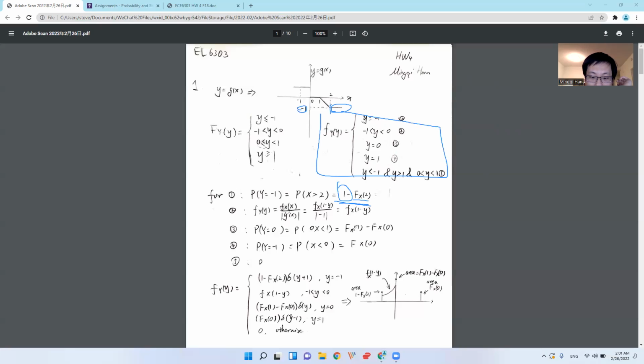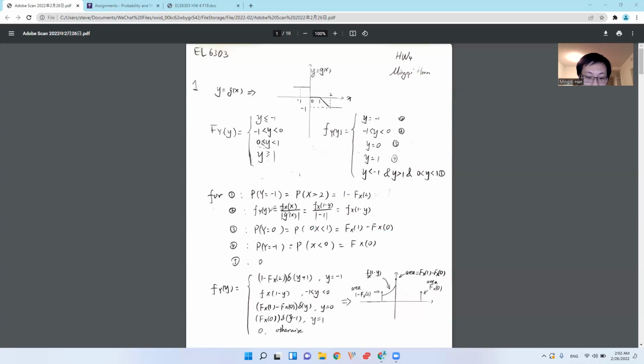Circle 3 is relatively easy. It's just y equal to 0. Y equal to 0 has this range, so it's basically just the probability of x smaller than 1 and larger than 0, and that is described by the probability distribution function of x. For the other one it's the same thing: x smaller than 0, so it's just this part.